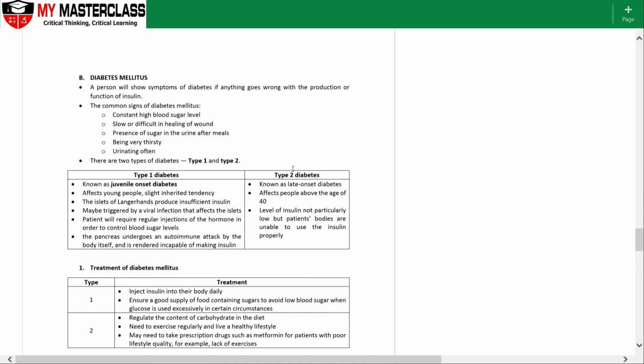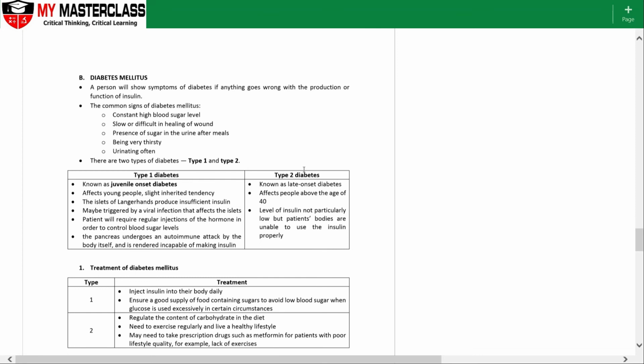You have two types of diabetes: type 1 diabetes and type 2 diabetes. Type 1 diabetes usually happens when a patient is extremely young, and we call it juvenile onset diabetes. This is often due to a genetic issue or even a viral infection. In this situation, insufficient insulin is being produced, and the patient will require regular injections.